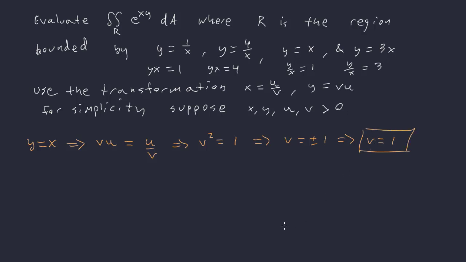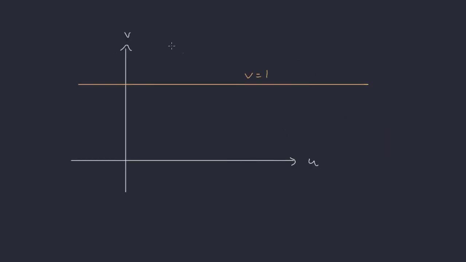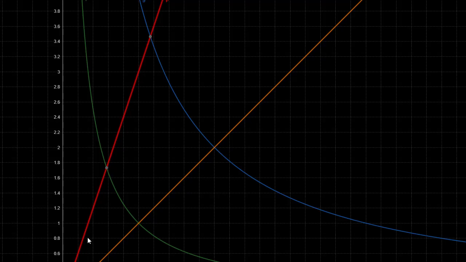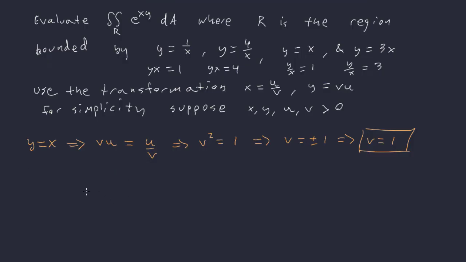Okay. All right, so here it is on a graph. Here's the UV axis. V equals 1 is this horizontal line. Okay, the next line here in red is y equals 3x. So for y equals 3x, we do this same thing. We'll have vu is equal to 3 times u over v. Well, the only thing that's going to really change here is that we'll get v squared is equal to 3. So we get v is equal to plus or minus the square root of 3.